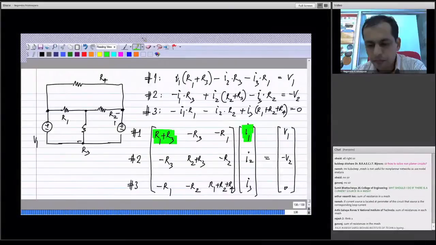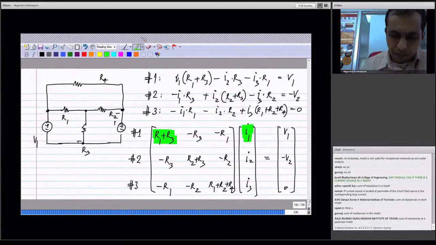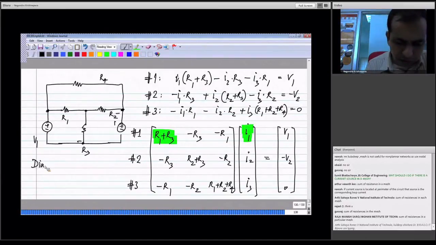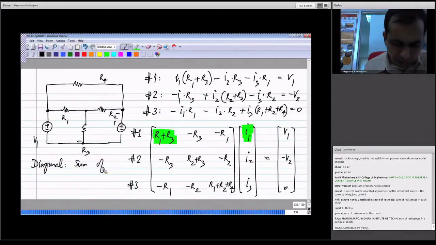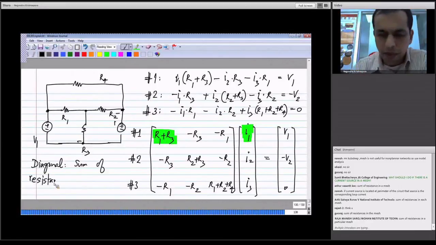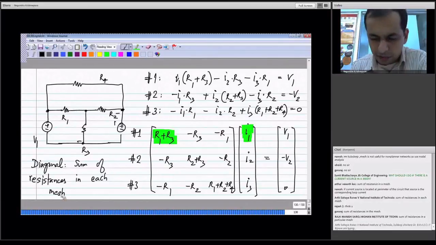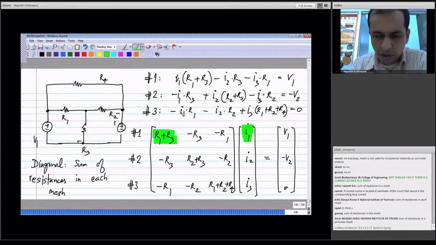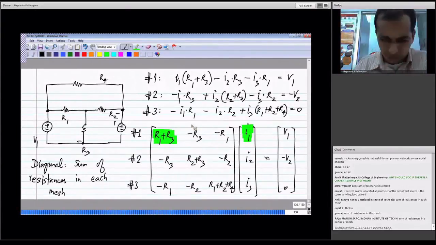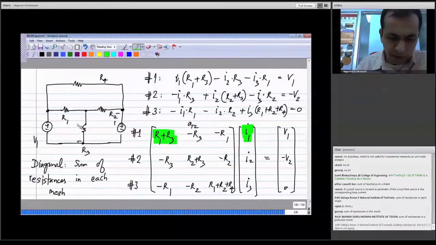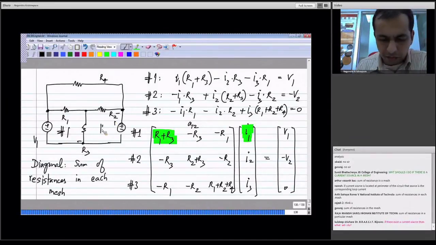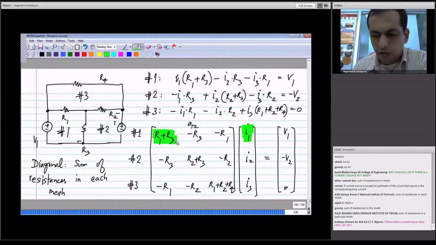Okay. Now similarly, the diagonal elements are the sum of resistances in each mesh. Okay, and the off-diagonal elements, you see that this element in the matrix notation, this would be called A12, and that is the resistance that is common to mesh 1 and mesh 2. Okay, so this is mesh number 1, mesh number 2 and mesh number 3, and this is common to mesh 1 and mesh 2. Okay. So, the off-diagonal elements are resistances that are common to meshes. Okay? Now you can see the analogy with nodal analysis very easily.